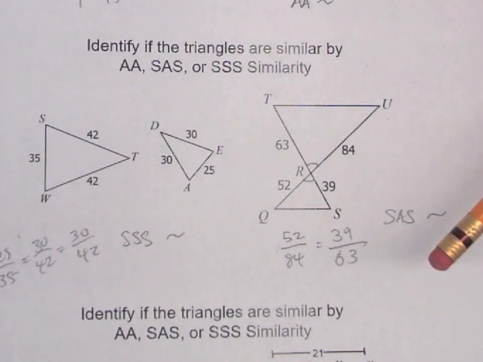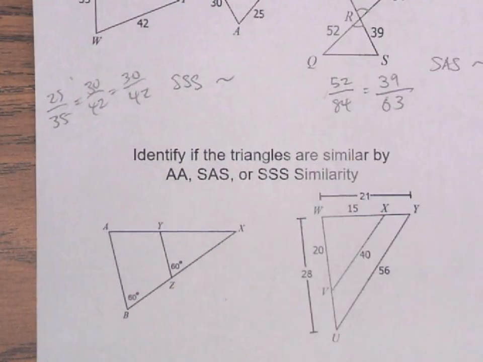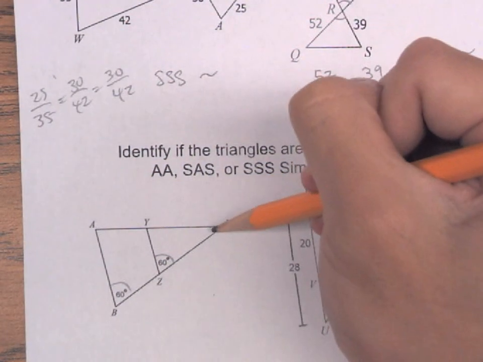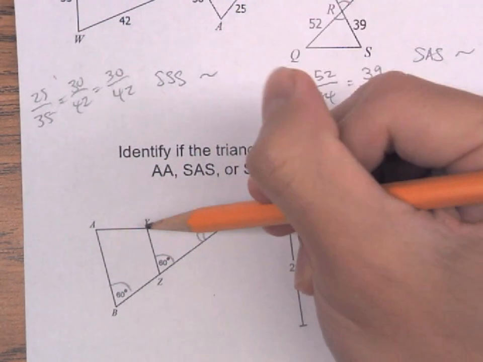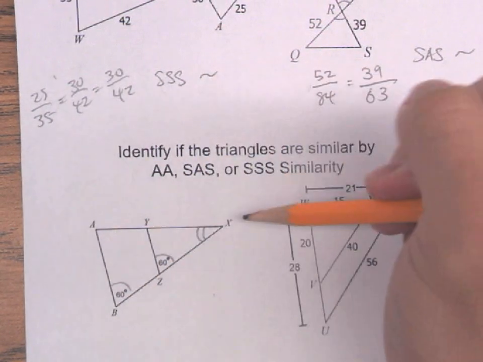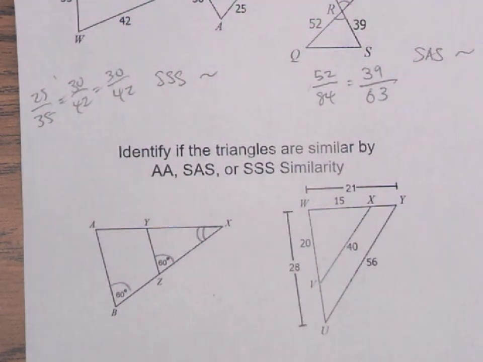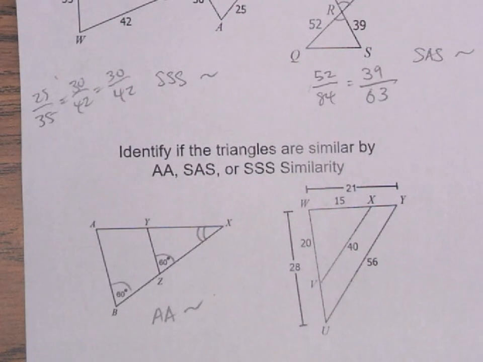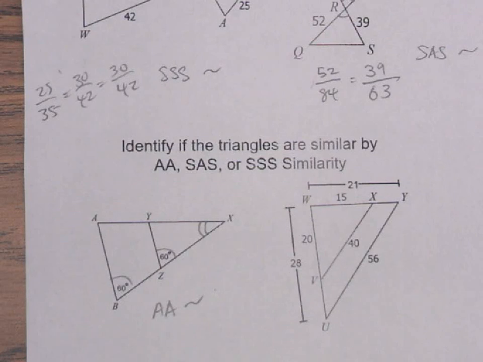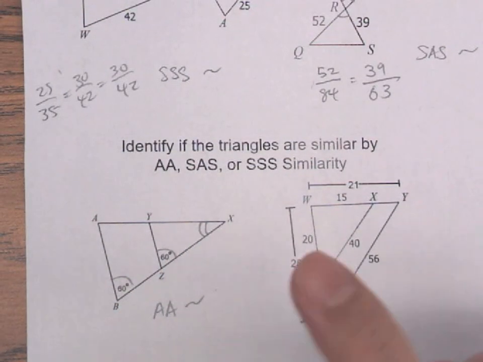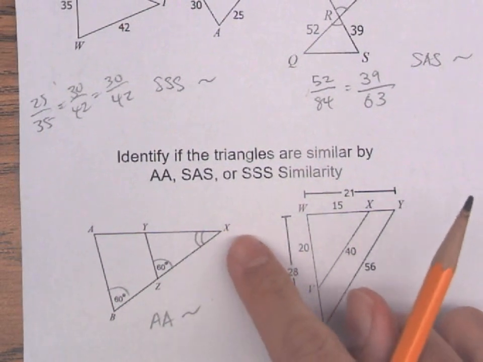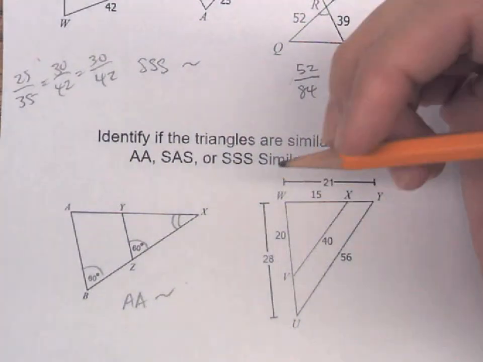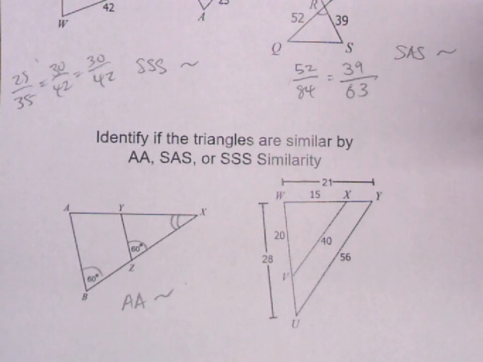Side-angle-side similarity. This one here, we know that this angle is congruent to this angle. Angle X here is shared between both triangles ABX and YZX. This is angle similarity, because we identified two pairs of angles that are congruent: this one here and this angle that is shared by the reflexive property. Same thing for this one as well, I believe.